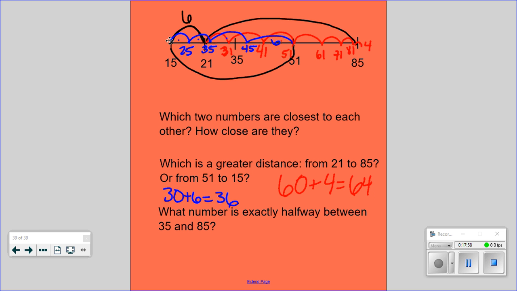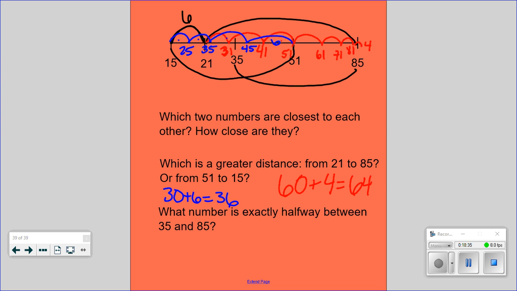What number is exactly halfway between 35 and 85? Which number is halfway between 35 and 85? If I'm going to figure out which number is halfway, I need to figure out the distance between 35 and 85. How far away is 35 to 85?